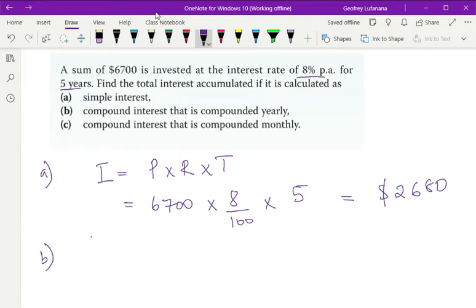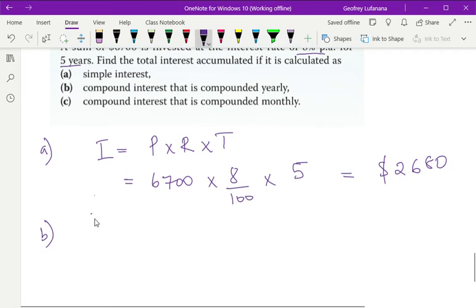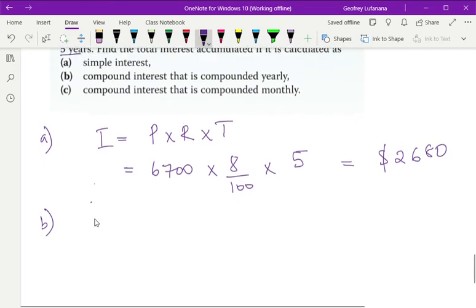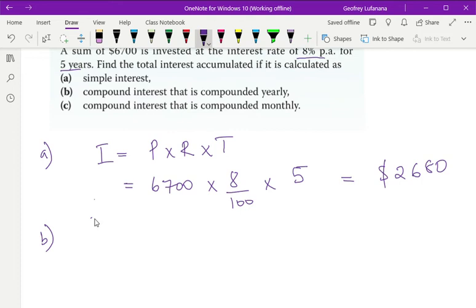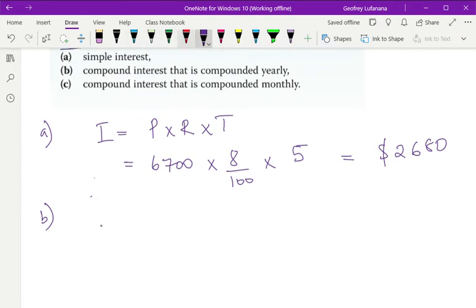Now the second part requires us to calculate the interest accumulated, compound interest, if it's compounded yearly. So we know that the formula, write the formula again. When dealing with compound interest, we first calculate amount. So amount is given by principal into 1 plus the rate to the power n, where n is our time.